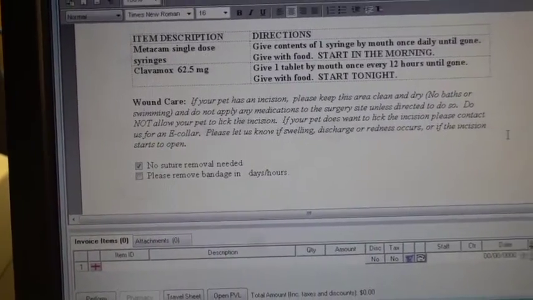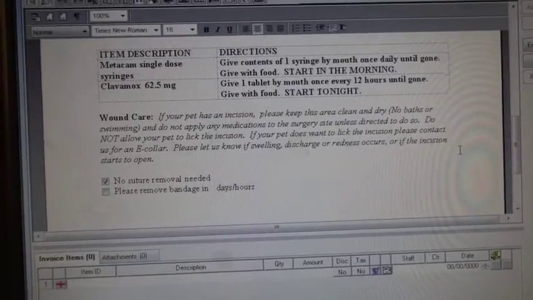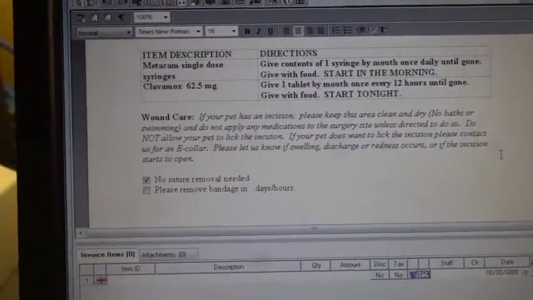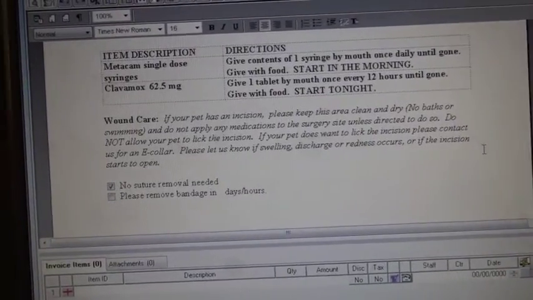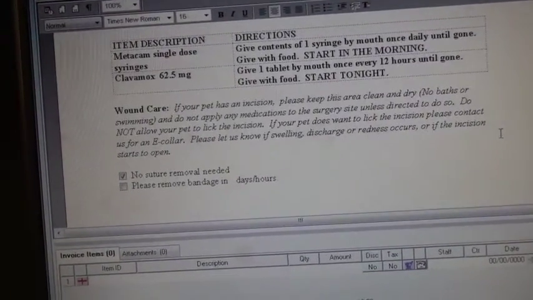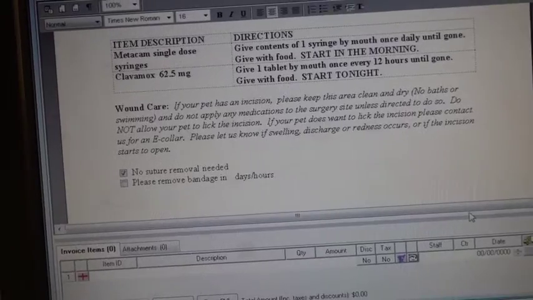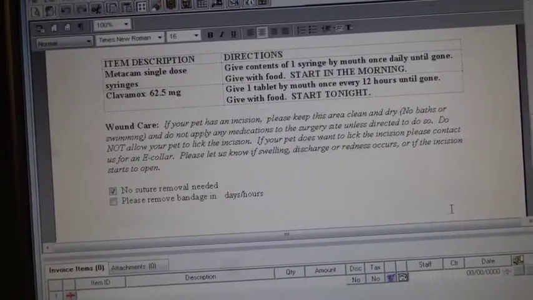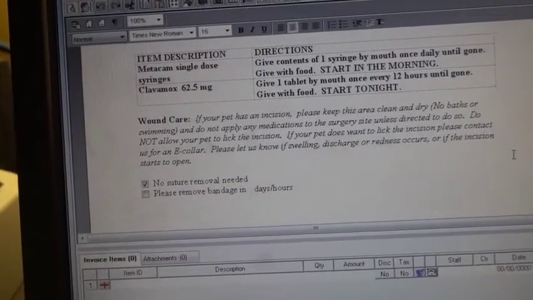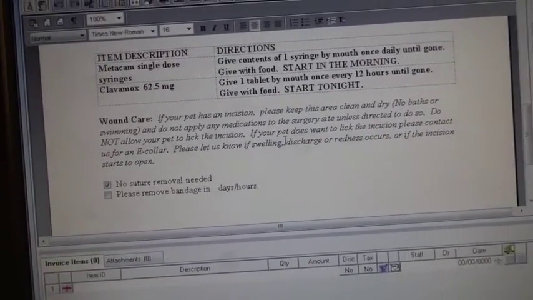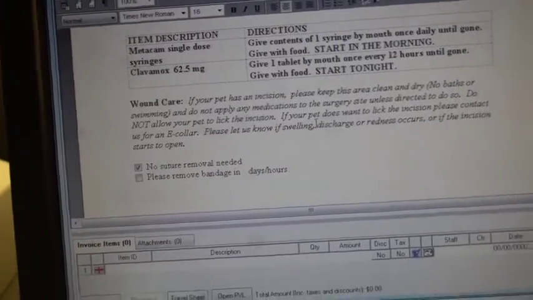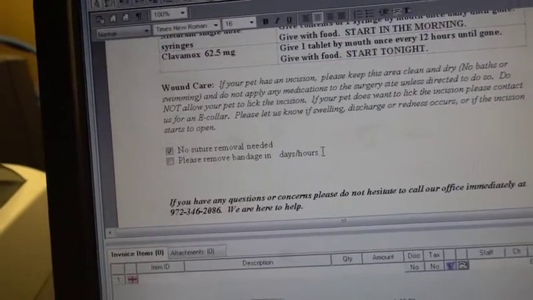We talk about wound care, try to keep it clean and dry, try not to bathe the dog, don't apply any medications unless directed to do so. It explains to not allow your pet to lick the incision. We stress that they need an e-collar if they continue to lick it or try to. If there are any swelling, discharge, redness, or the incision starts to open up, we have them call us immediately.